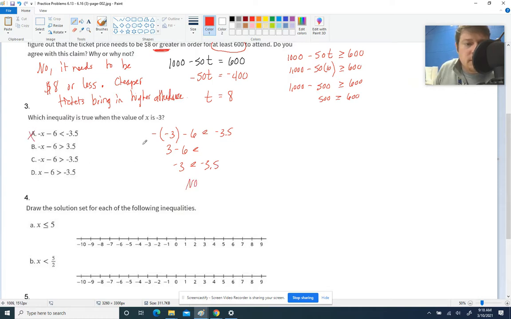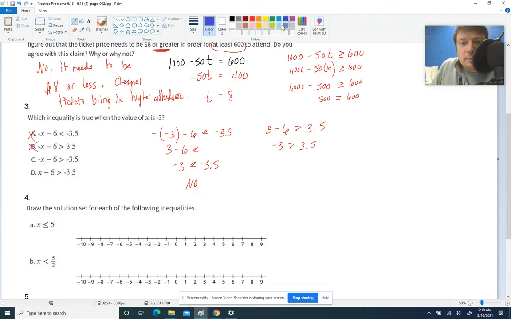Let's try it on the next one. The opposite of x would be 3. So the next one would be 3 minus 6 is bigger than positive 3.5. Well, -3 is their difference, and -3 is not bigger than 3.5. So we don't want to pick that one.